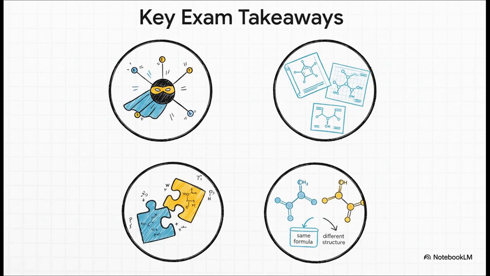1, carbon is special because of tetravalency and catenation. 2, we can draw molecules in 3 ways: complete, condensed, and bond line. 3, naming is as easy as prefix plus word root plus suffix. And 4, isomers are twins with the same formula but a different structure.